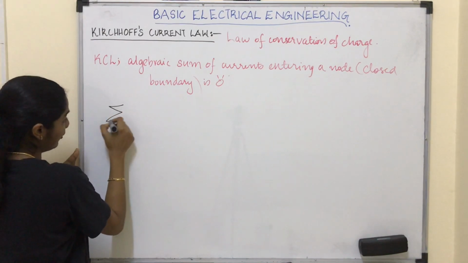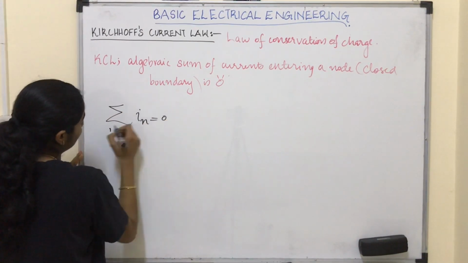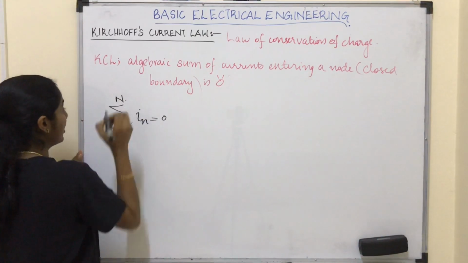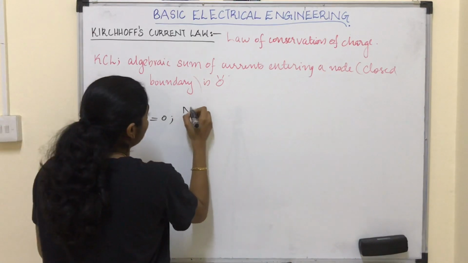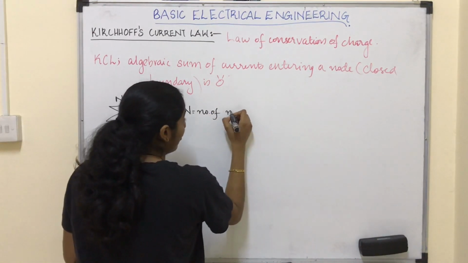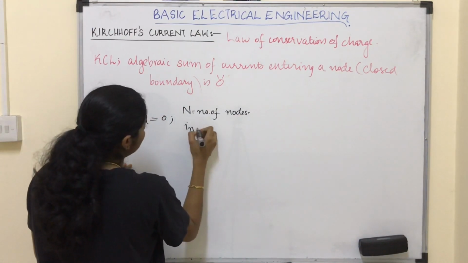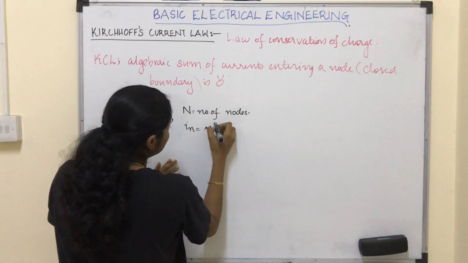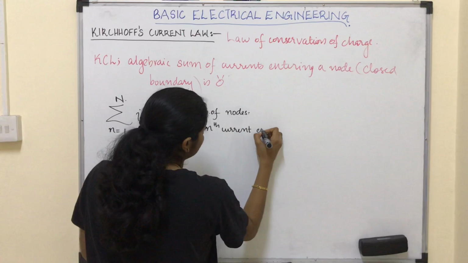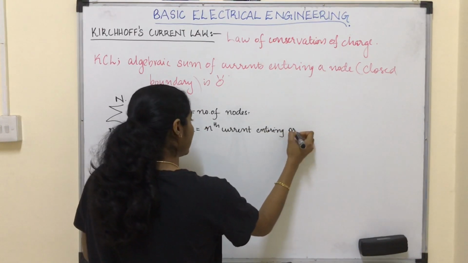Mathematically we can write the sum of In equal to 0, where the value of n ranges from 1 to N. Here N is nothing but the number of currents, and In is the nth current entering, or which can be leaving.